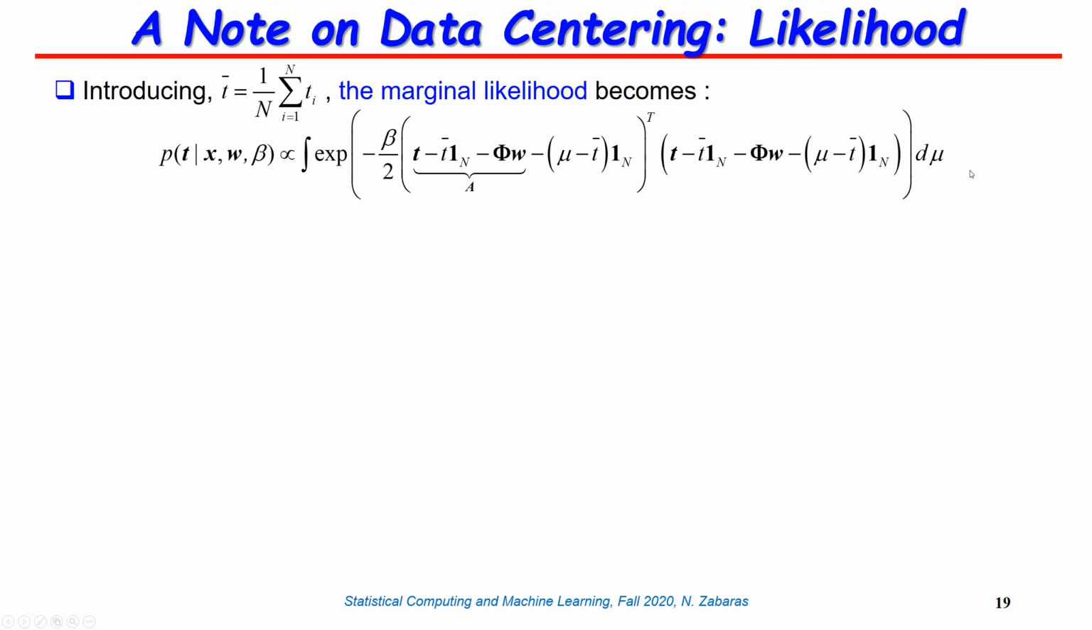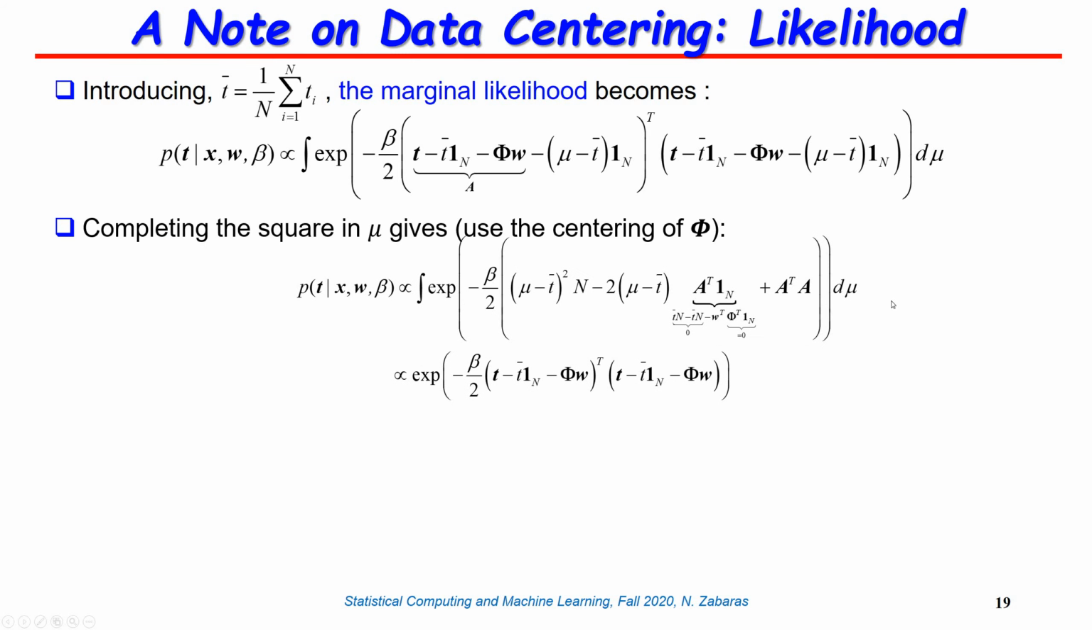And let me explain. This equation is exactly the same as before. The only thing I have done is I took the average of my labels on my training data set. So this is t bar times the vector of 1s. I subtract it here and I add it there, so I have done nothing new. And then I am calling this quantity A. So effectively what I have is A minus this, transpose, times A minus that.